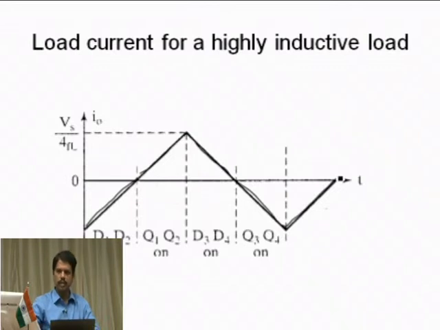This case was discussed in detail with the half bridge inverter. Same is true here. D1 and D2 act as feedback diodes. They come into the picture only when the load is inductive. When the load is inductive, only those feedback diodes come into the picture.